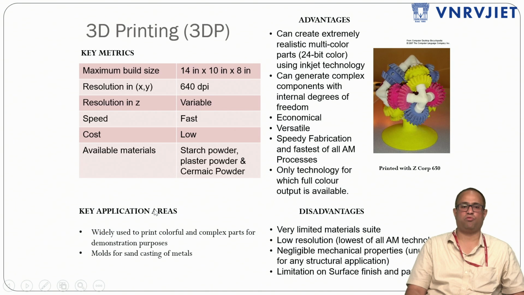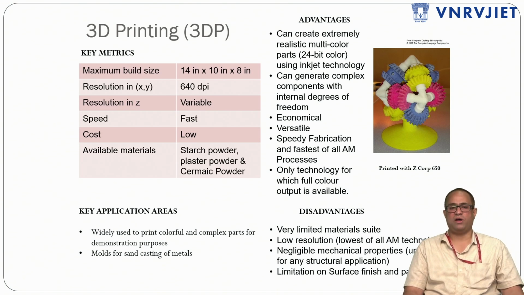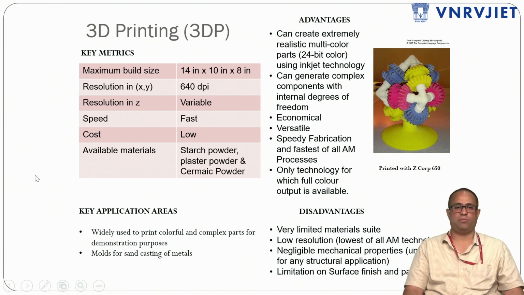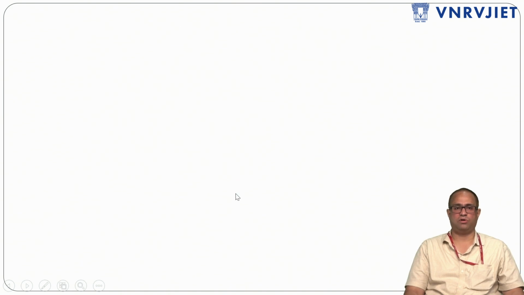The key applications: printing in multiple colors is possible, and molds for sand casting of metals. Advantages: it can generate complex components with internal degrees of freedom, it is economically versatile, and it is the only technology with full color output available. Coming to the drawbacks: low resolution and limited surface finish. You can see the maximum build size is 14 inch by 10 inch by 8 inch, and resolution is low compared with other processes, 640 dpi, and cost is also low. Starch powder, plaster powder and ceramic powder are used.